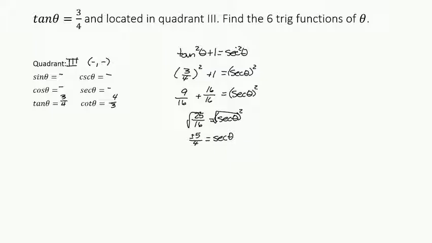Now, yes, you do have to add this plus or minus, but since you know that this is going to be in the third quadrant, and you know that in the third quadrant your secant is negative, you know that you're not going to use the positive answer, so it's just going to be negative 5/4. So negative 5 over 4. So then you can take the reciprocal of this and get your cosine, which is negative 4/5.